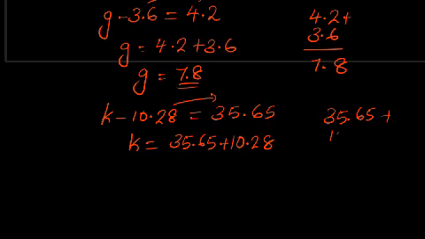So 35.65 plus 10.28. 8 plus 5, 13. 1. 6 plus 2, 8 plus 1, 9. Decimal. 5 plus 0, 5. 3 plus 1, 4. So the answer is K is equal to 45.93.